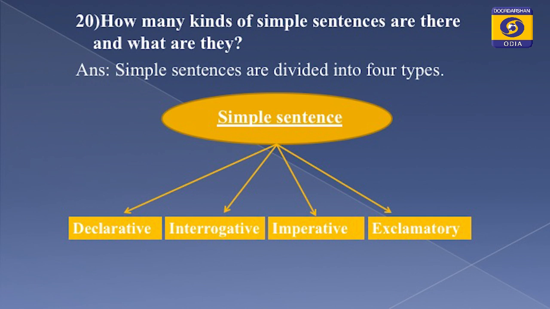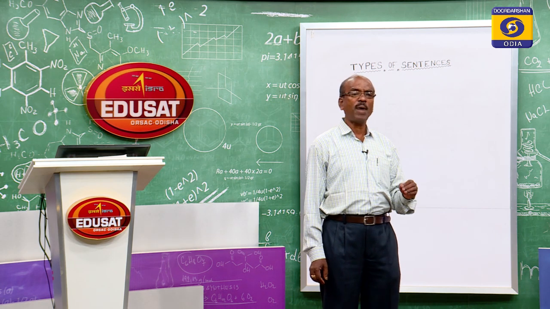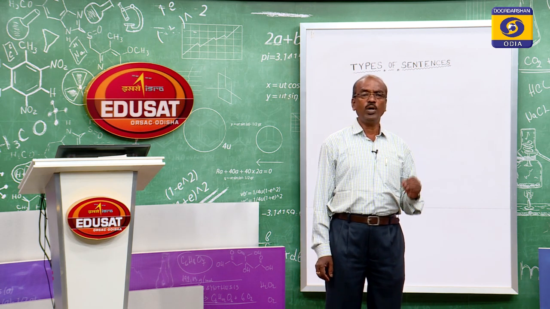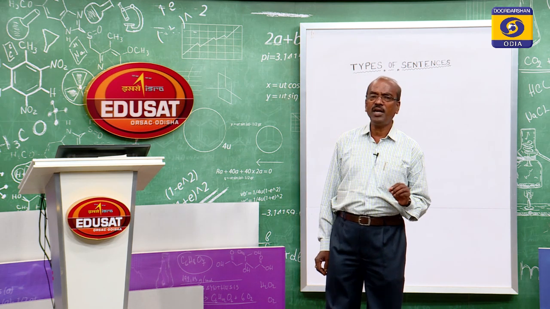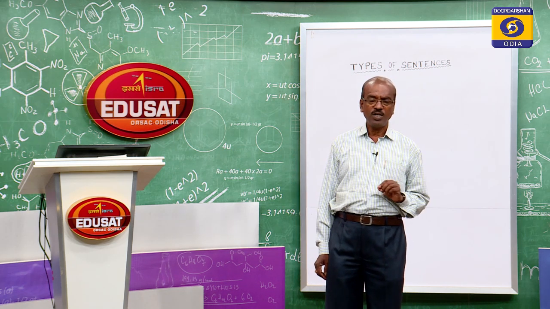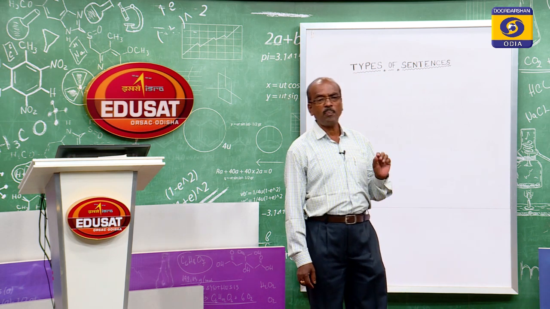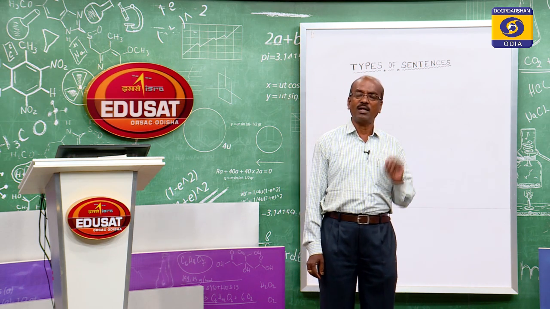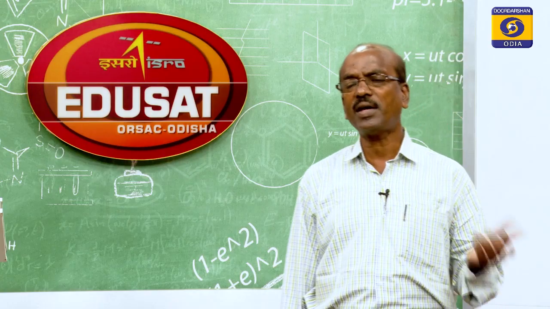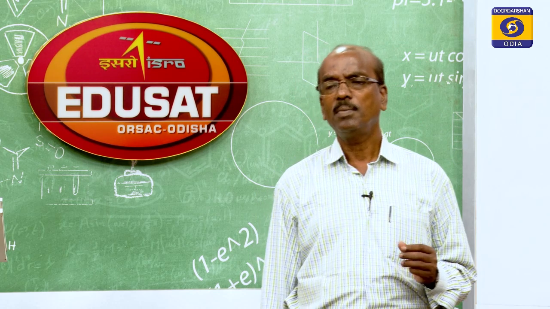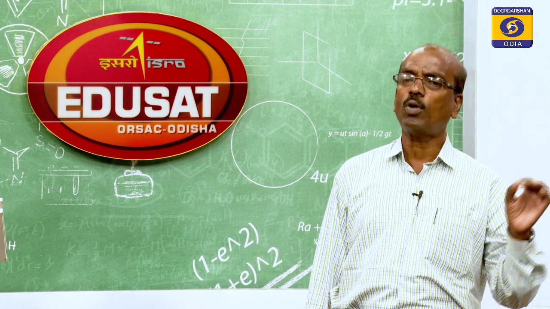Which sentences are called declarative sentences? The sentences which state facts or give information, we can say that is a declarative sentence. Take the example, Naveen Patnaik is the Chief Minister of Odisha. This is a declarative sentence. Similarly, you can take another example: my father works in Kolkata.